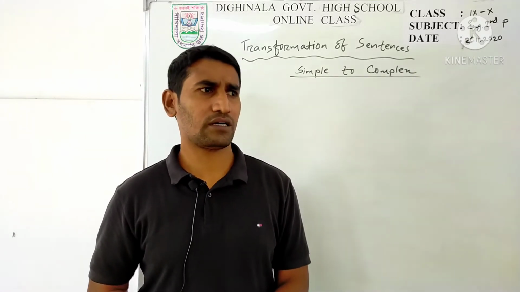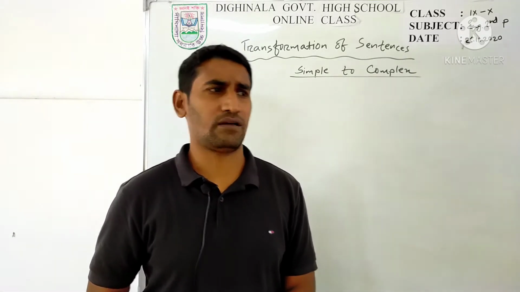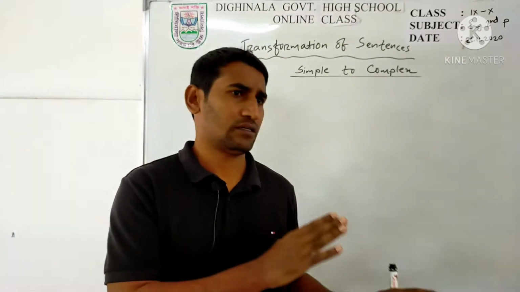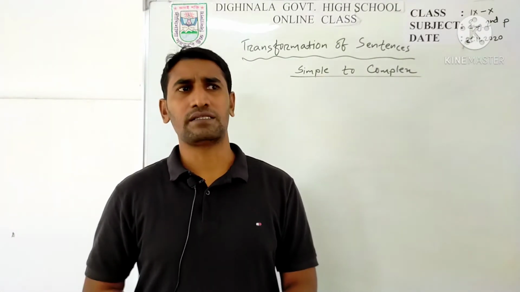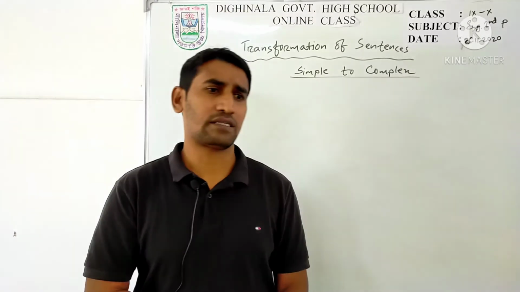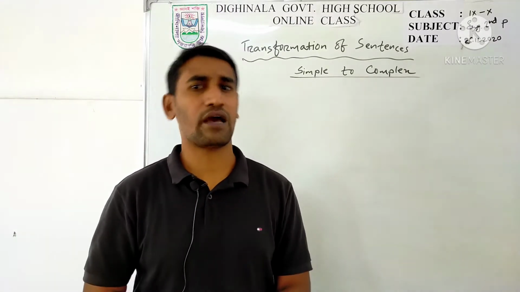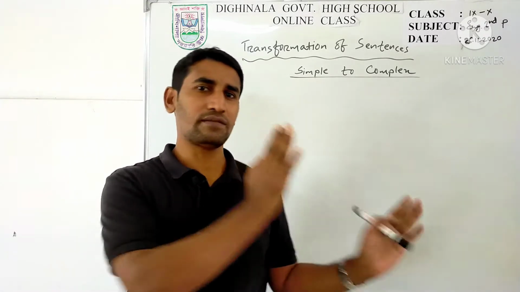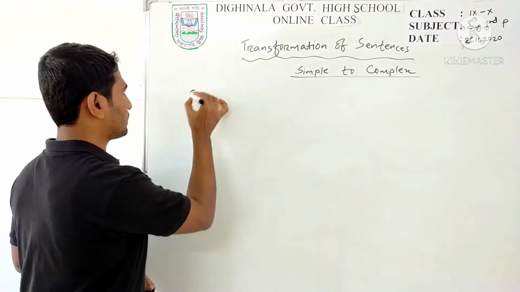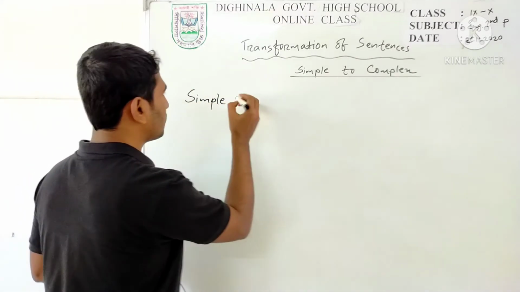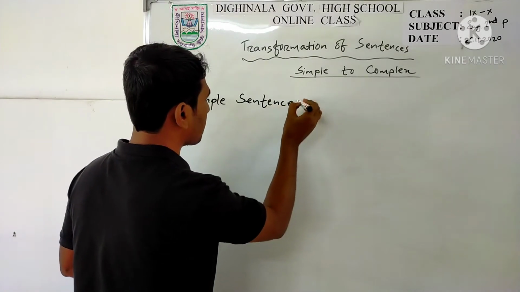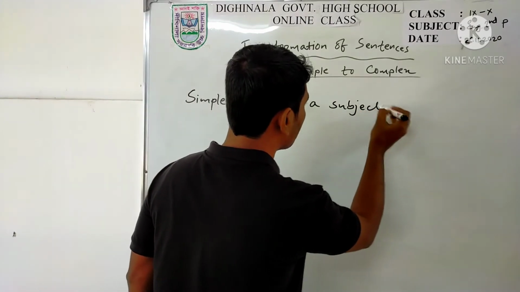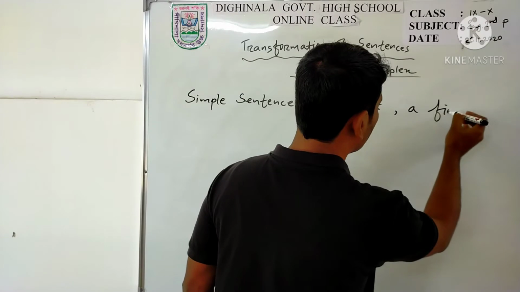Okay, so now come to simple sentences. What is a simple sentence? In Bengali, we can say sahoj bakko. Simple sentence means in this sentence you have to have a subject and you have to have a finite verb. So you have to remember that in a simple sentence you have to have a subject and a finite verb.